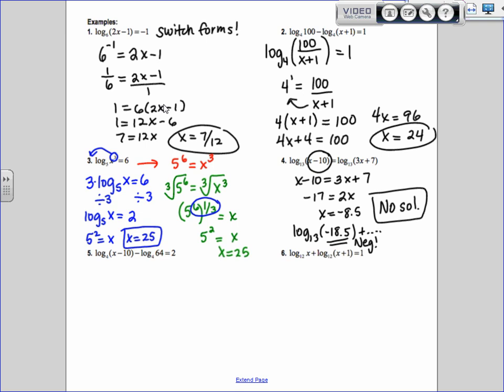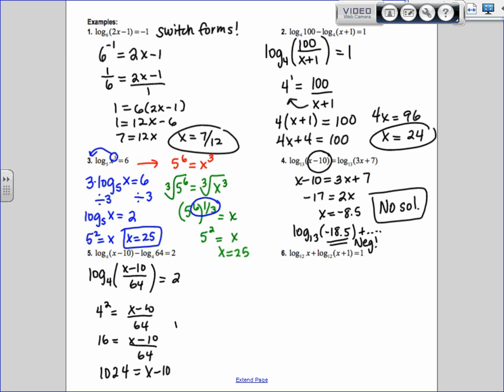All right, next up. I can't just get rid of my logs on this one, so I have to combine. I'm going to use division. So I'm going to have log base 4 of x minus 10 over 64 equals 2. I do 4 to the 2 equals x minus 10 over 64. So I get 16 equals x minus 10 over 64. When I do 16 times 64, I get 1024. So 1024 equals x minus 10. So I get x equals 1034. Does that one work? Do I get a negative? No, so I'm good.